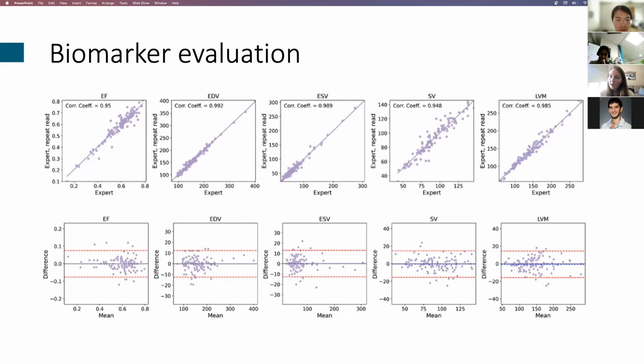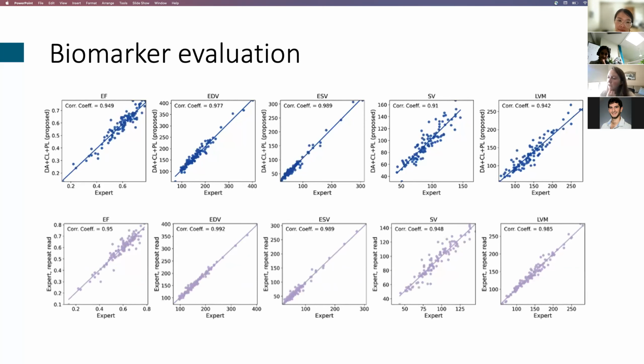To contextualize these figures, I'm also going to quickly flash on screen the intra-observer variability. If you take the same expert, have them manually segment the images, record the values, wait a few days, look at the exact same images, manually annotate and record values again, what is that intra-observer variation? Again, I'm showing the correlation and the Bland-Altman plots. Now that we have some added context, on the top is the expert versus our proposed method, and the bottom is the expert versus themselves.